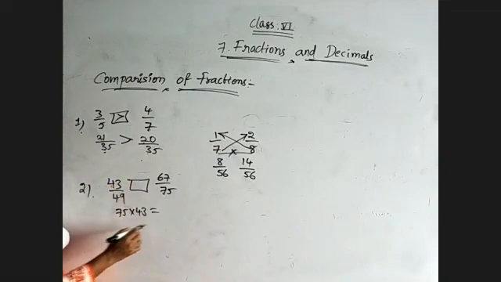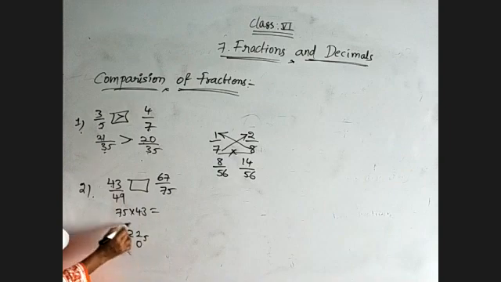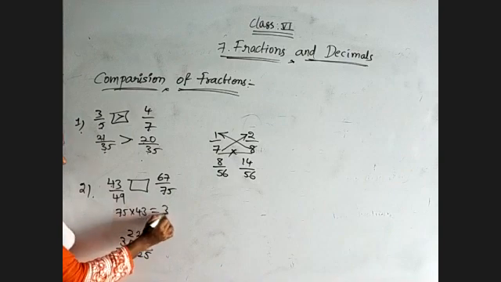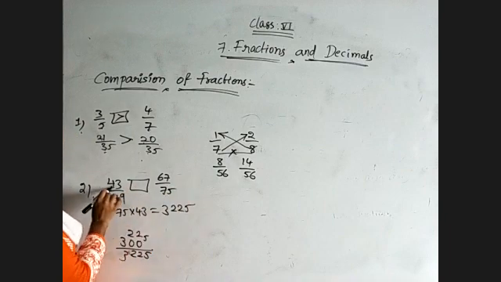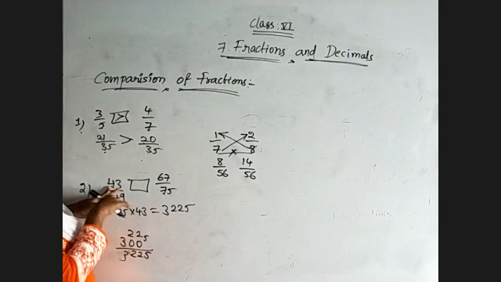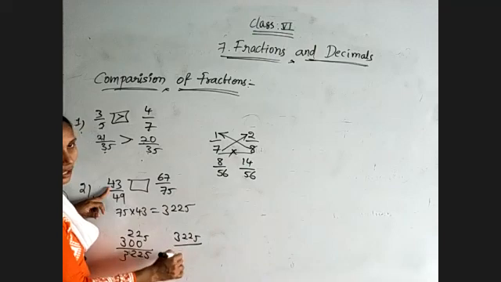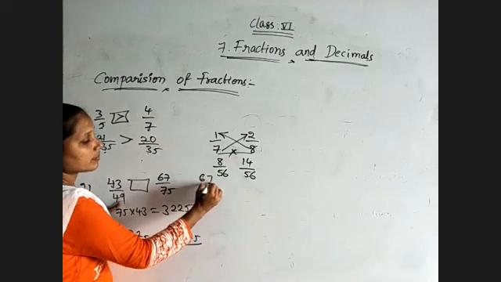So what will we get? 3 5s are 15, 3 7s are 21 plus 1, 22, 4 5s are 20, 4 7s are 28 plus 2, 30, 5 2 2 3, 3225. So this one we will get here, 75 into 43. Here we will get 3225 by some value, that one we will get later. Now 49 into 67.